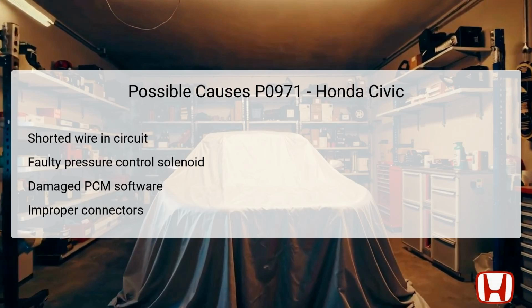Additionally, a malfunctioning pressure control solenoid can also trigger this error, particularly if the solenoid has failed internally or has become clogged. The Powertrain Control Module, PCM, can cause problems if it is running outdated software, which may fail to interpret the solenoid signals properly. Finally, issues with the connectors or wiring harnesses, such as corrosion or physical damage, can create high resistance or lost signals, prompting the DTC to trigger. Thus, a systematic approach to isolating these elements is essential for accurate diagnosis.